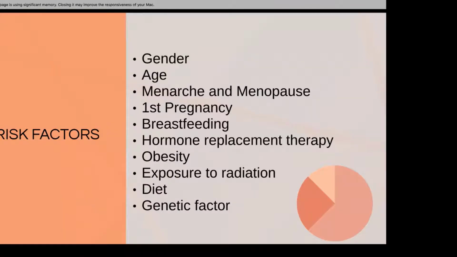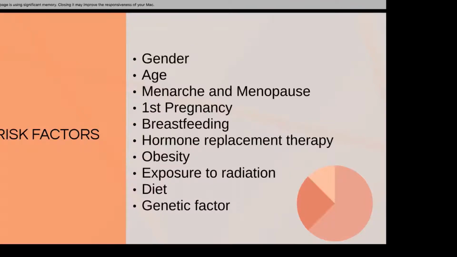The menarche, if you have early menarche, late menopause, first pregnancy. If you're young, less than 20, it decreases the risk. If you're old, 40, not you, your patient. If your patient is over 40 and has their first pregnancy, that increases the risk. Breastfeeding in long duration, hormone replacement therapy, obesity, exposure to radiation, a diet that's high in saturated fat, and genetic factor. Genetic factor plays a major role here.